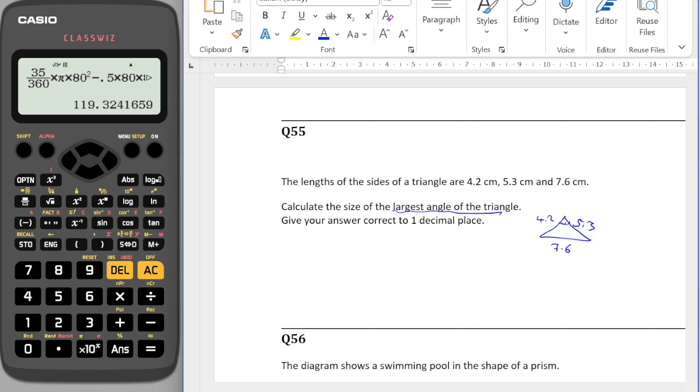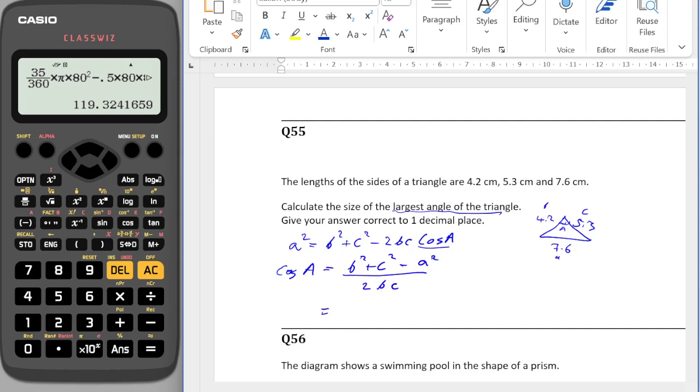So that means that if I'm using the cosine rule, A, B, C, I'm going to just slightly rearrange my formula. Look at the size of the largest angle of the triangle. So if A squared is equal to B squared plus C squared minus 2BC cos A, if I rearrange that to make cos A the subject, I would have cos A is equal to B squared plus C squared minus A squared, divided by 2BC.